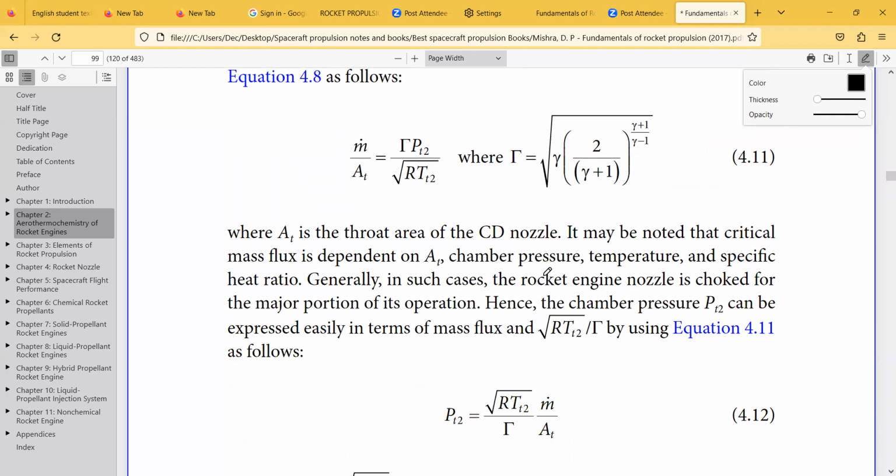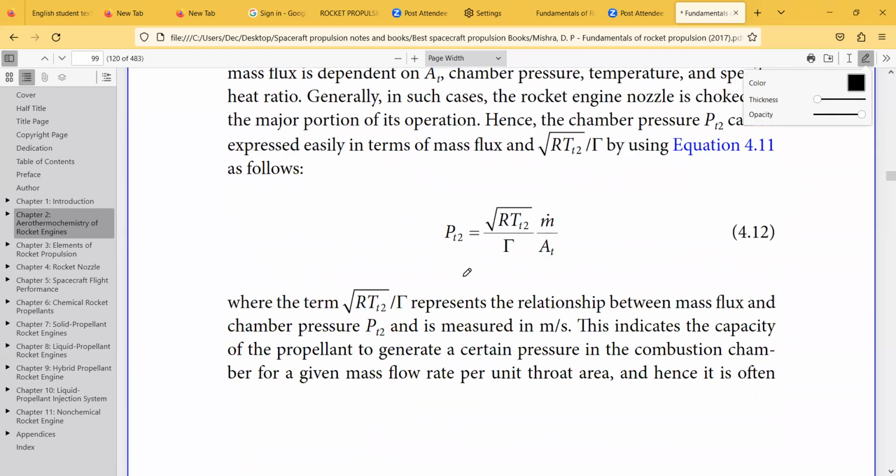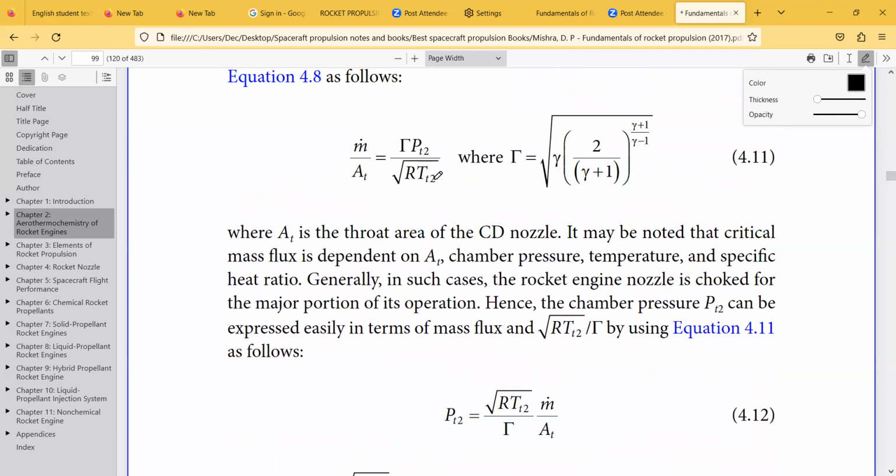So it may be noted that the critical mass flux depends on the area of the throat. It depends on the chamber pressure. It depends on the combustion chamber temperature and the specific heat ratio. So this indicates the critical mass flux dependent parameters. Okay.